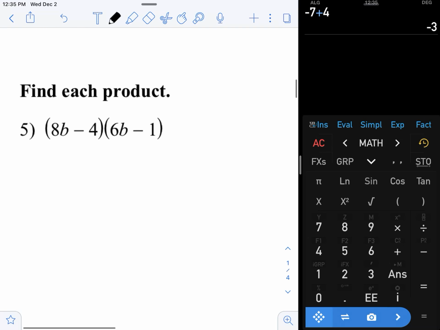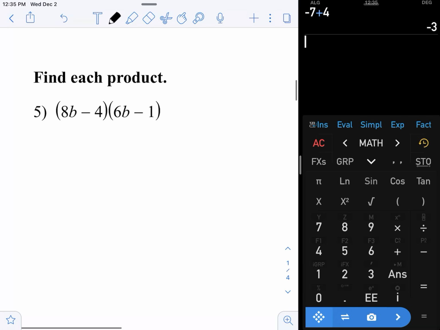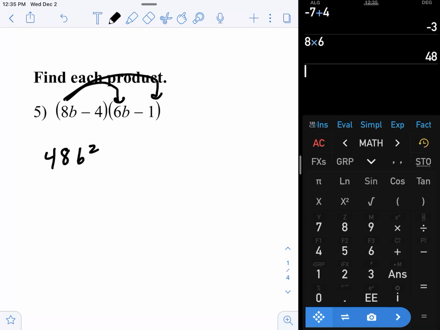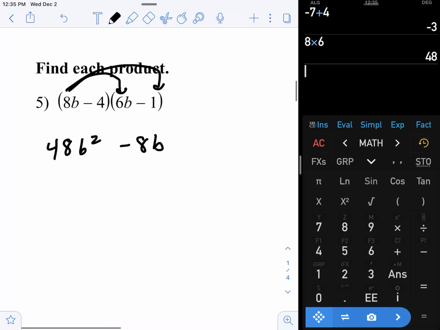Now let's show you some multiply. You've done this before. 8 times 6, 48b to the second, minus 8b. So what we're doing is we're multiplying everything in here times everything in here. So there's 2 there and there's 2 there. So we're going to have 4 things to add and subtract.